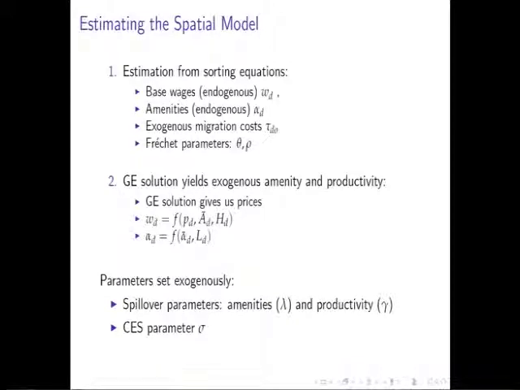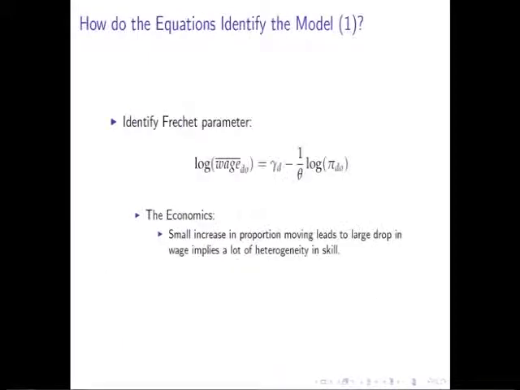Okay, so identification, this is what we do to quantify the model. We can estimate from the sorting equations that I showed you earlier these base wages or productivities, we can estimate the amenities, and we can estimate the costs of moving across space, and we can estimate the absolute and comparative advantage parameters from our model. This then gives us our GE solution. The things that we have to set exogenously are the disamenity of large numbers of people living in the city, which we just take from the literature, and the agglomeration externality, which we also can't estimate in our model.